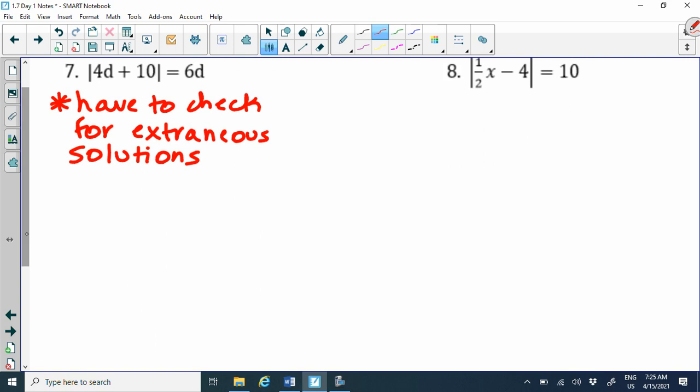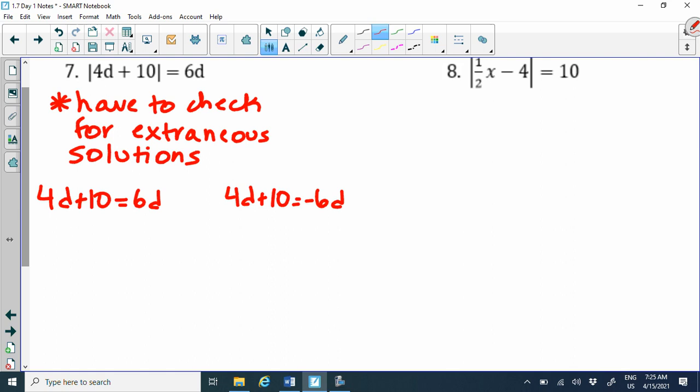Okay, so I create two equations without the absolute value bars. I have 4d plus 10 equals 6d. For my other one, I'm going to negate the 6d, so I have 4d plus 10 equals negative 6d. Remember, anything that is outside the absolute value bars, you negate it or do the opposite sign.